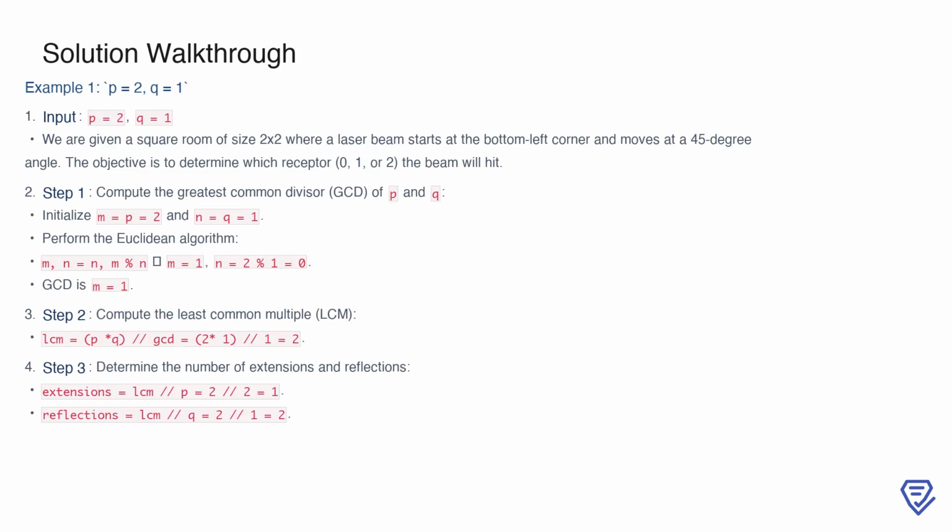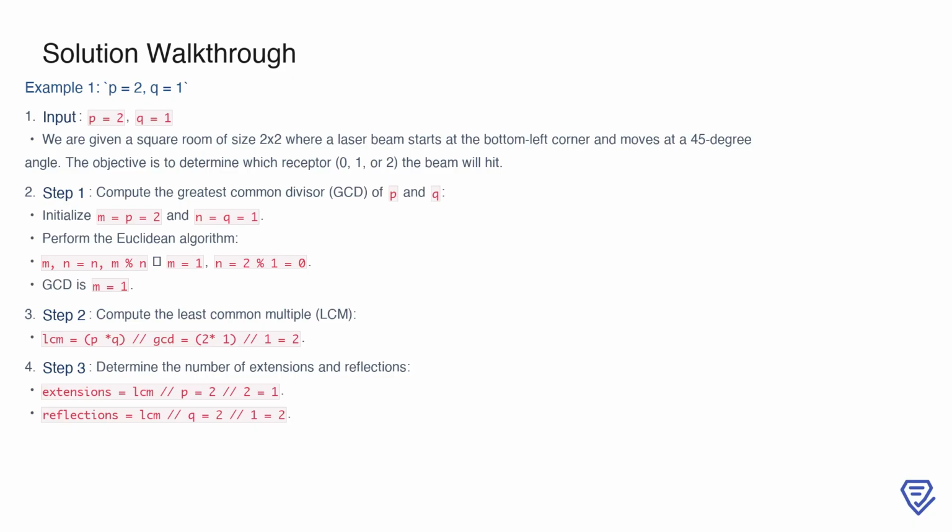We start with a square room of size 2 by 2, where the laser beam begins at the bottom left corner and travels at a 45-degree angle. The goal is to determine which receptor the beam will hit: receptor 0 at the bottom right, receptor 1 at the top right, or receptor 2 at the top left.